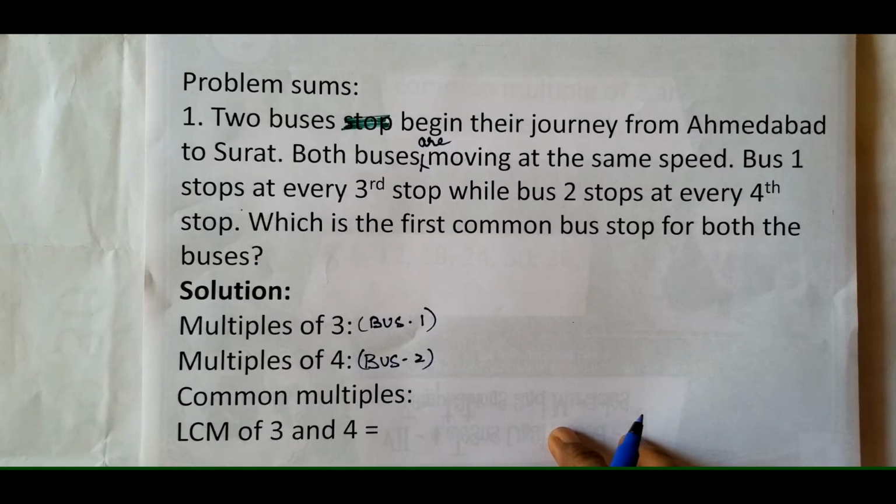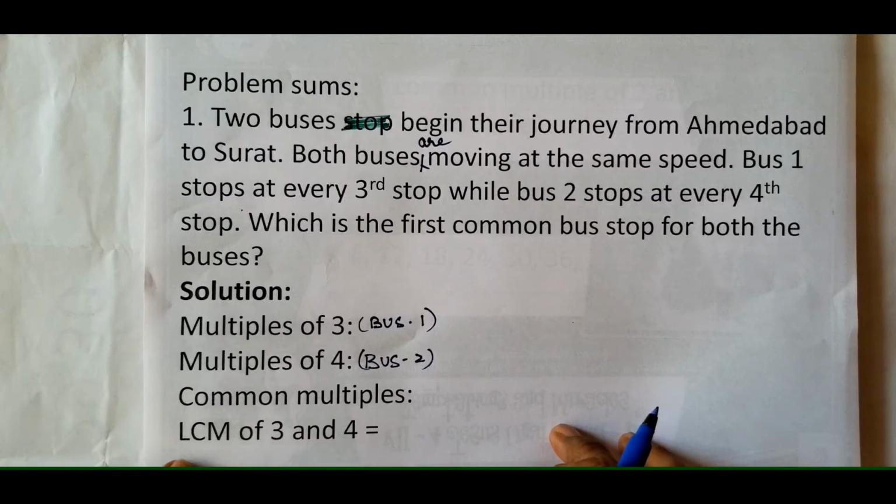Children, let us now do some word problems. Two buses begin their journey from Ahmedabad to Surat. Both buses are moving at the same speed. Bus 1 stops at every third stop while bus 2 stops at every fourth stop. Which is the first common bus stop for both the buses?